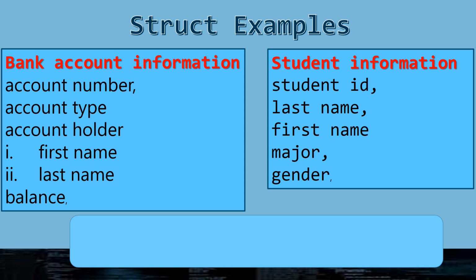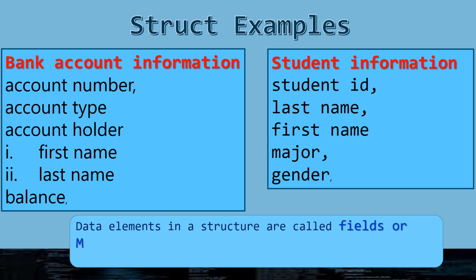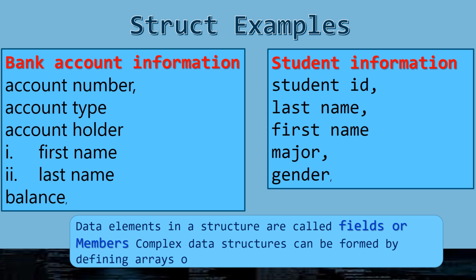Examples of struct in C are bank account information: account number, account type, account holder, first name, last name, balance. And another example is student information: student ID, last name, first name, major, gender. Data elements in a structure are called fields or members. Complex data structures can be formed by defining arrays of structs.